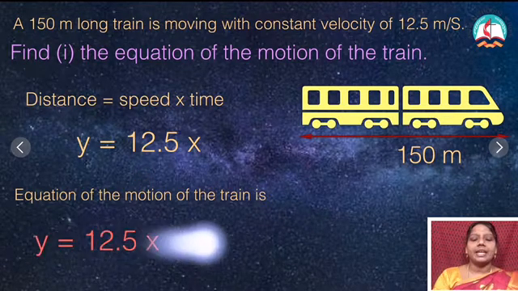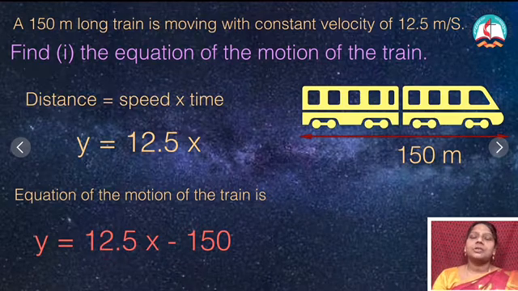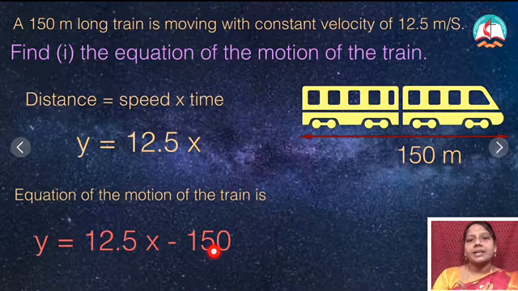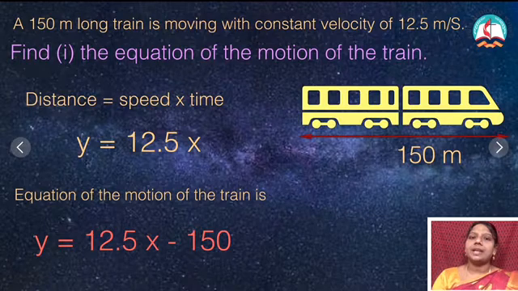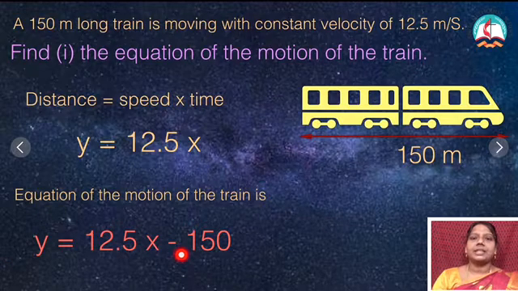Therefore, my equation is y is equal to 12.5x minus 150. I am subtracting the length of the train because it is enough for me to consider where it hit. So, I am subtracting the full length of the train covered by it. Therefore, 12.5x minus 150 is the equation of the motion of the train.